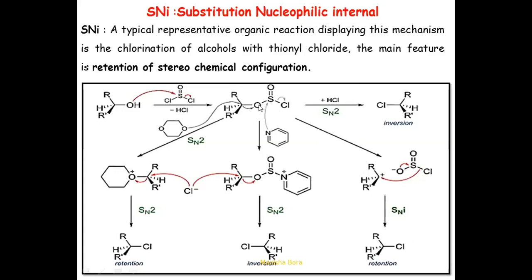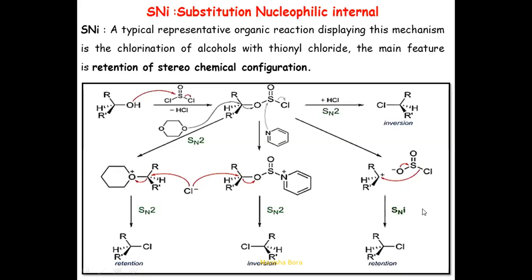Here you can see that this particular ester formed then breaks down and forms an intimate ion pair. You have a carbocation and an anion, very close to each other. We call such a species an intimate ion pair. Then the Cl of this particular group attacks from the same side, and you get alkyl chloride as a product with evolution of sulfur dioxide gas. So this reaction proceeds via retention of configuration.